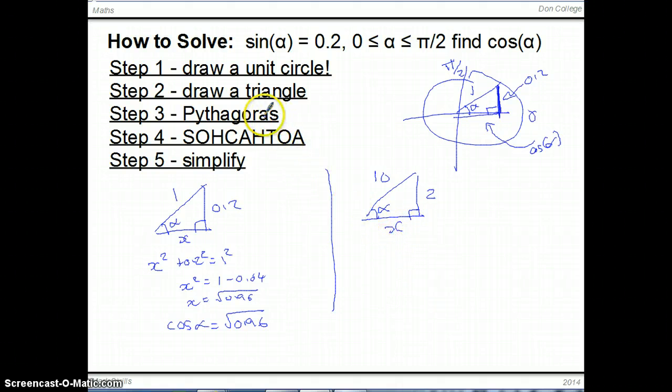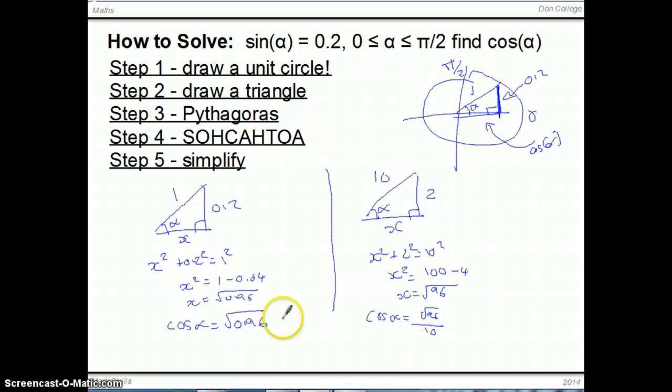So this is step 3, use Pythagoras. X squared plus 2 squared equals 10 squared. Gives us x squared equals 100 minus 4, so x equals the square root of 96. Now, using SOHCAHTOA, we know that cos of alpha would be the adjacent over the hypotenuse. So cos alpha equals x, which is root 96 over 10.